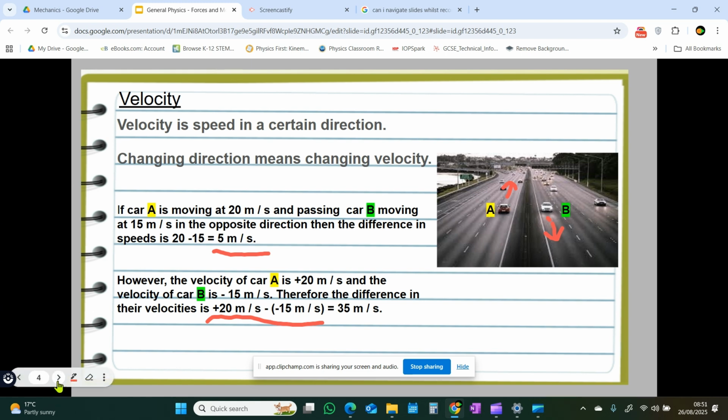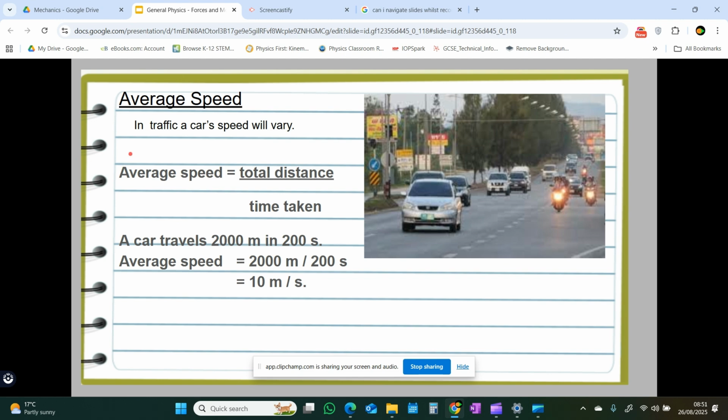Average speed. Now, when a car is in traffic, its speed will vary. It will speed up, it will slow down, depending on the traffic. Average speed is the total distance divided by the time taken. So let's look at an example. A car travels 2,000 meters in 200 seconds. Its average speed is 2,000 meters divided by 200 seconds, which equals 10 meters per second.